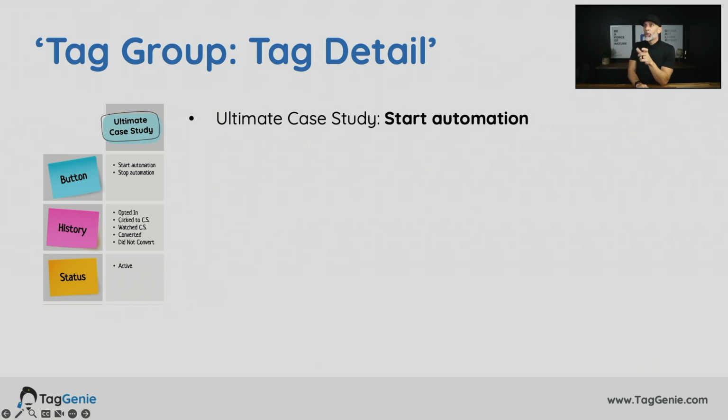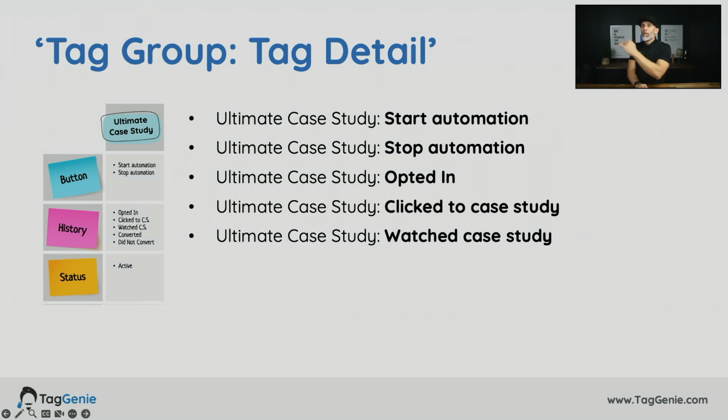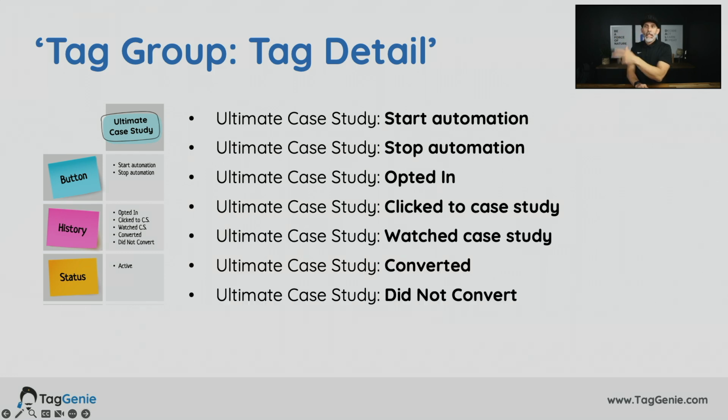So it would be ultimate case study, start automation. Ultimate case study, stop automation. You get the idea. Ultimate case study, opted in, clicked, watched, converted, did not convert, and then active. Every one of them will have the tag group at the beginning. So tag group, tag detail. The reason why we do this is because now every time I look at this tag, I know exactly which group it's a part of because it's what I start with. So they're organized in group. The other benefit is when I go to sort my tags inside HighLevel, they're going to sort by the group that they're a part of.